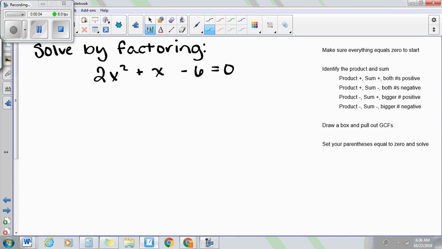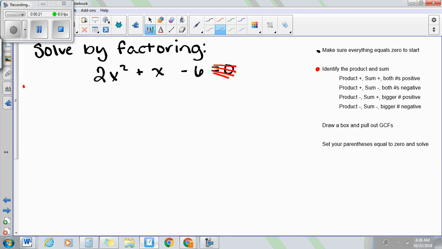Last thing we need to do is solve by factoring. So step 1 says make sure everything equals 0 to start with, which it already does. Nothing has to be moved. Step 2 says to identify the product and the sum. So we're going to pretend this equals 0, doesn't matter.